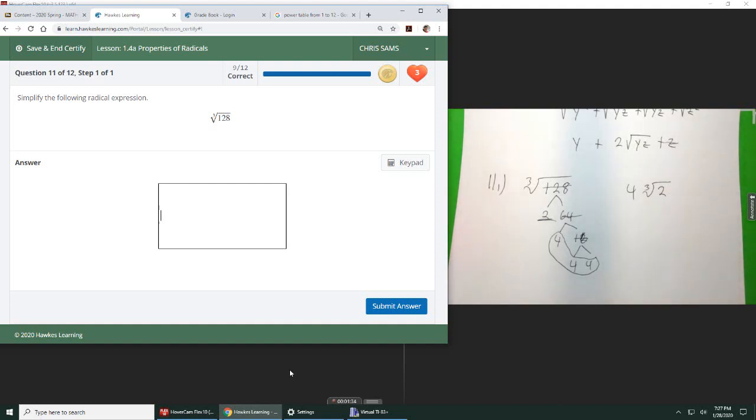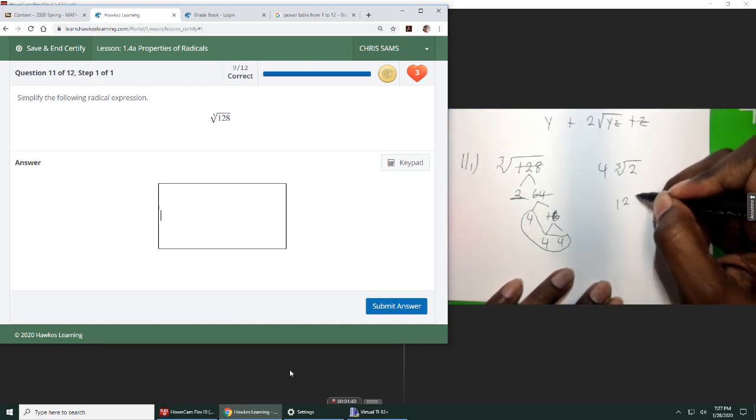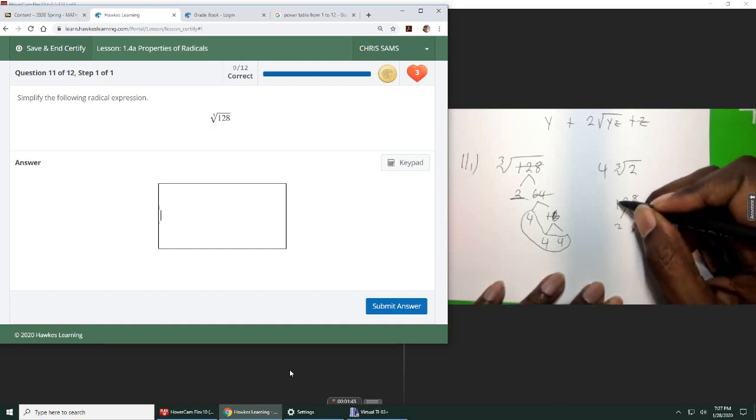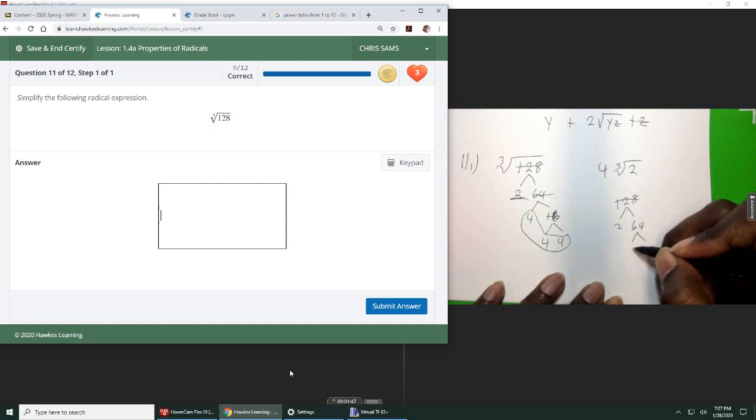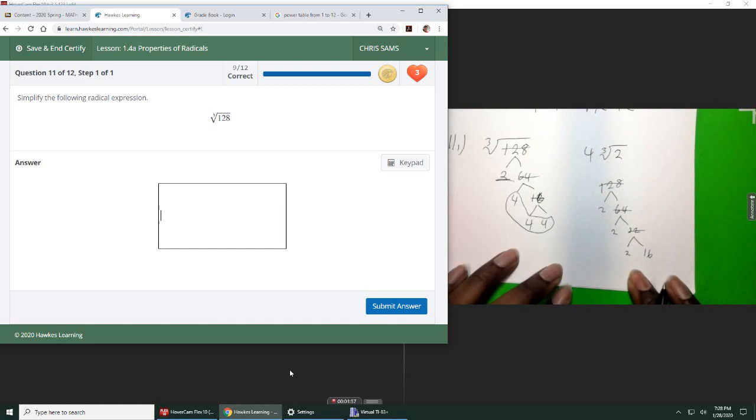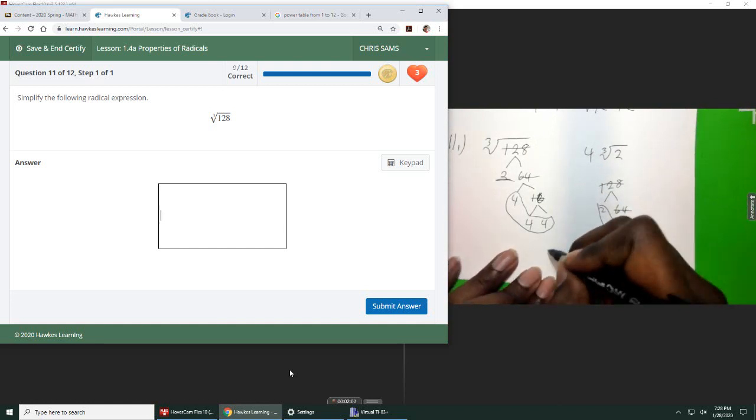Now, if you broke this down the long way, let me go through everything. Let's say we did 128, and I divided by 2 and 64. Then 64, I divided by 2 and 32. Then I divide this by 2 and 16 because it's even. If it's even, you can always divide by 2. So look, we got 3 2s. I get to bring a 2 out.